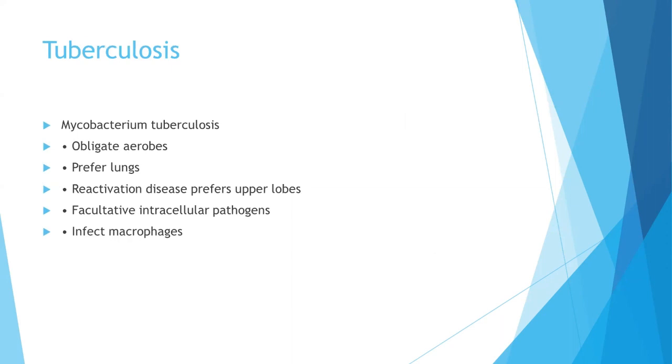Now let's dive deep into tuberculosis. Tuberculosis is caused by Mycobacterium tuberculosis, which is an obligate aerobe which prefers the lungs. Reactivation disease prefers upper lobes. It is a facultative intracellular pathogen and it infects the macrophages. So these are the typical characteristics of Mycobacterium tuberculosis.